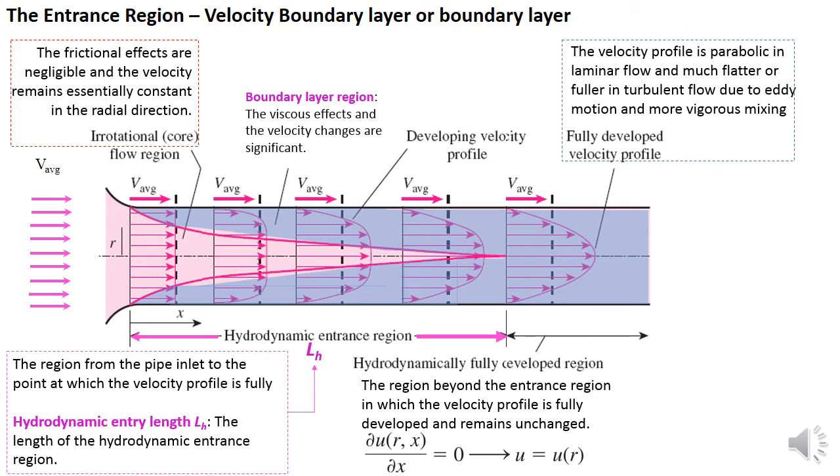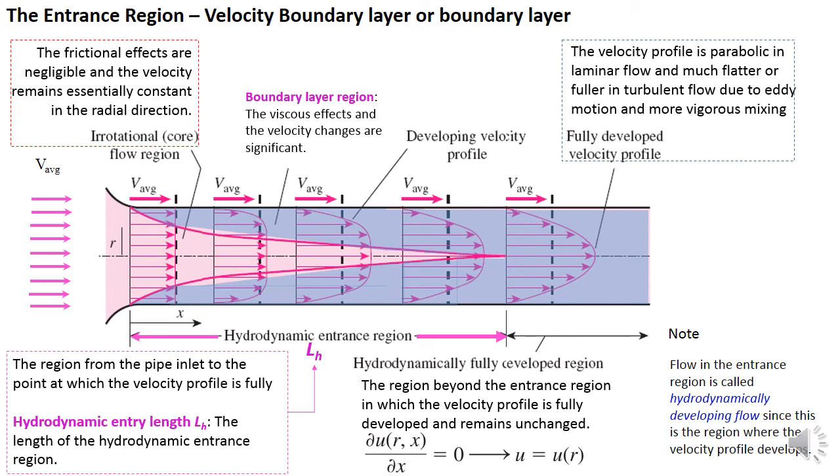The region I shaded with blue color is the boundary layer region, where the viscous effects and the velocity changes are significant. I put a note here. Flow in the entrance region is called hydrodynamically developing flow, since this is the region where the velocity profile develops.